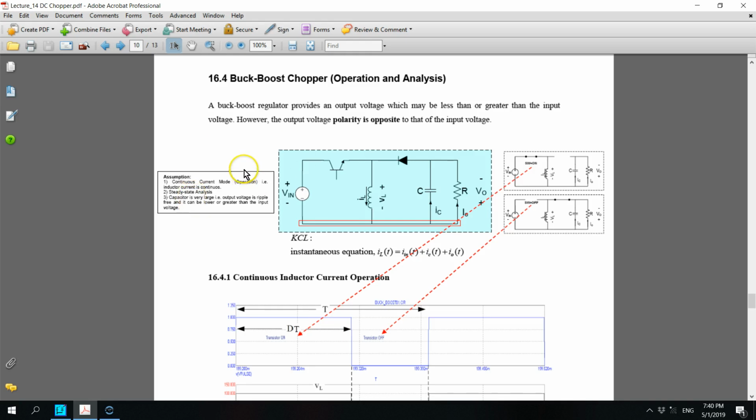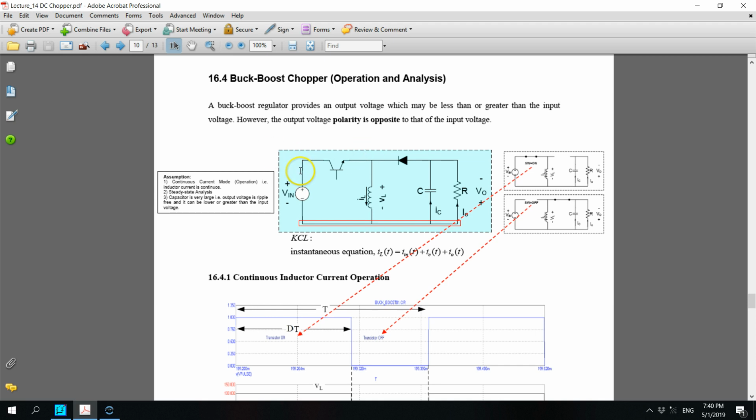Before we look into the operating principle of the circuit, we need to make some assumptions. The first one is continuous current mode operation; we're going to consider only continuous inductor current mode. Number two, it is a steady state analysis, and number three, the output capacitor is very large, such that the output voltage ripple is zero, or ripple free, and the output can be lower or greater than the input voltage, right?